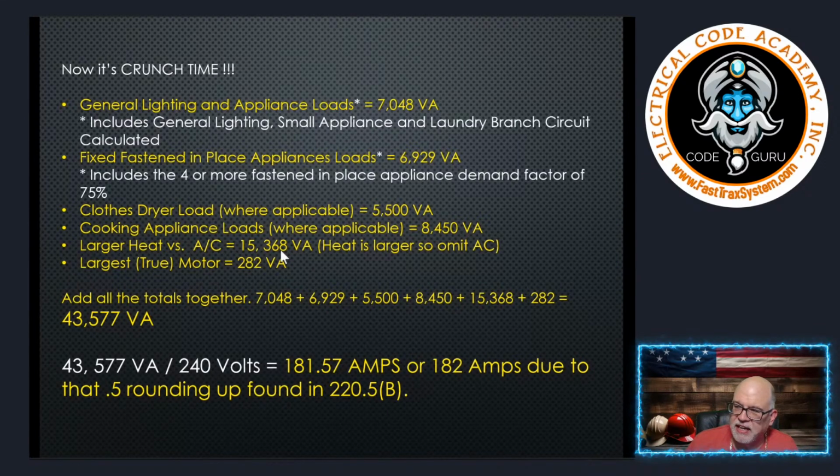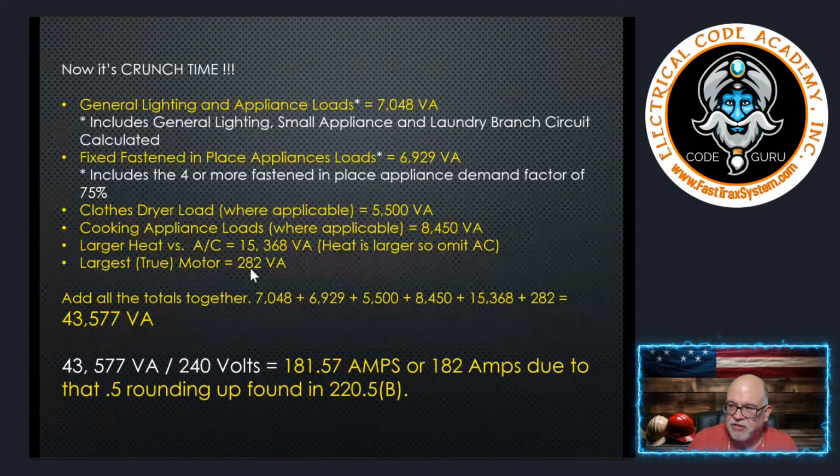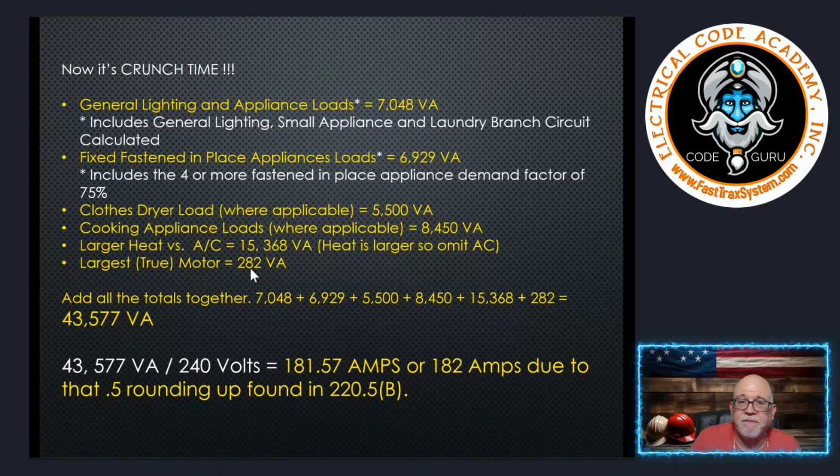We had the AC versus heat, and obviously the heat won, so we have 15,368. And then we have that largest motor at 282. That should give me 43,577, exactly what I have here and exactly what you should have as well. We added all that up. Now, on our form, we simply transfer that down to line 16. Well, wait a minute, the total actually goes on line 15. Let me write that down, 43,577. Then that translates down to line 16, 43,577. I sure hope you guys are using these forms.